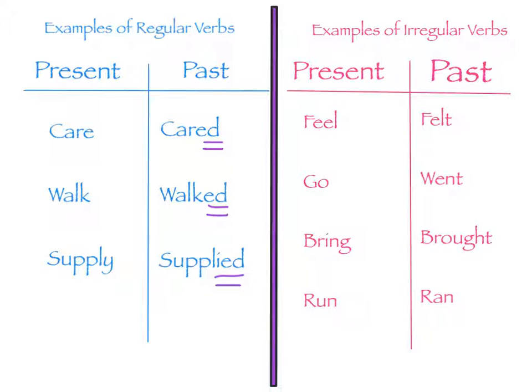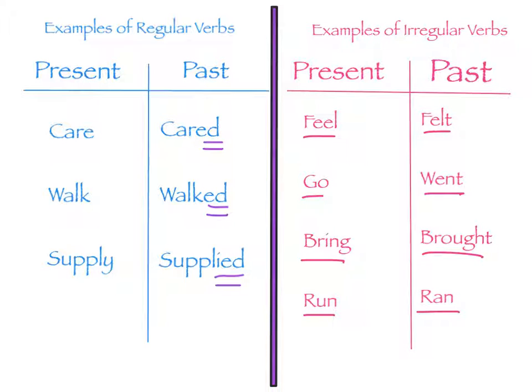Examples of irregular verbs are where you still have a verb, but it changes from present tense to past tense. You're not adding a D, an ED, or an IED. The word completely changes. For example, you feel, but past tense you felt. You go or you went. You bring or you brought. You run or you ran.